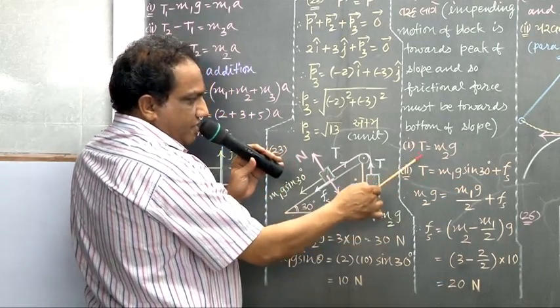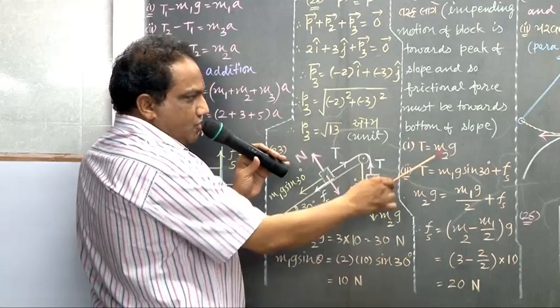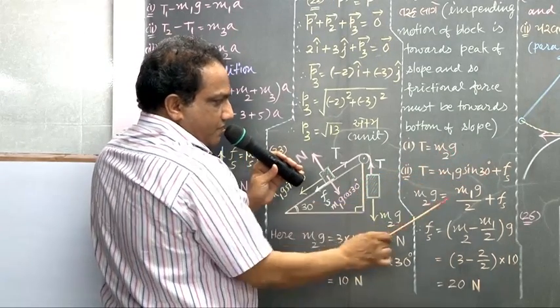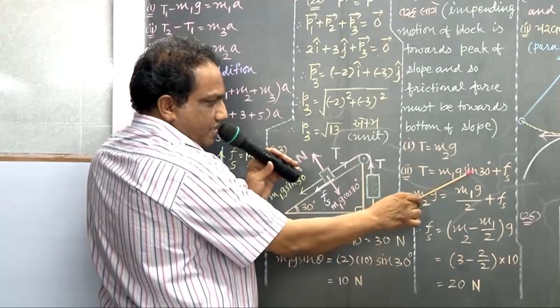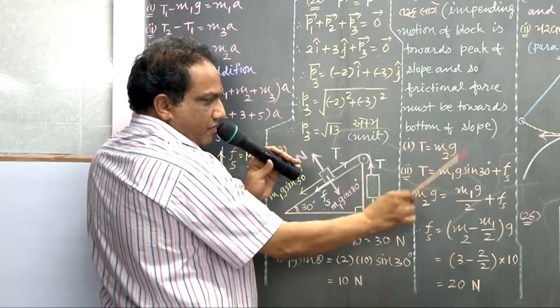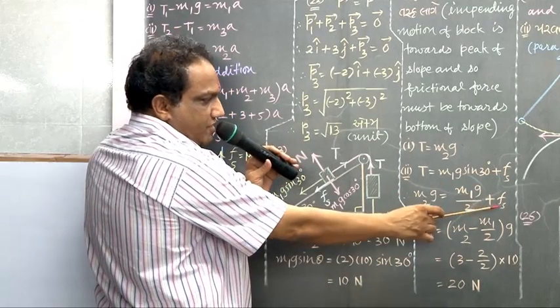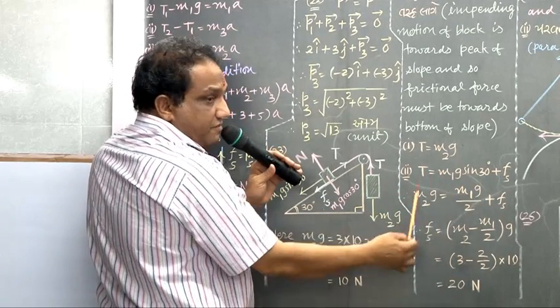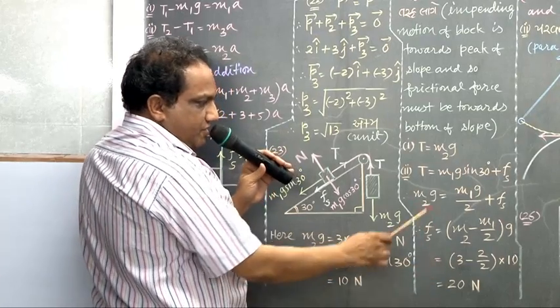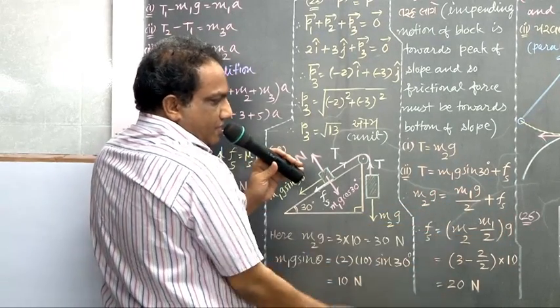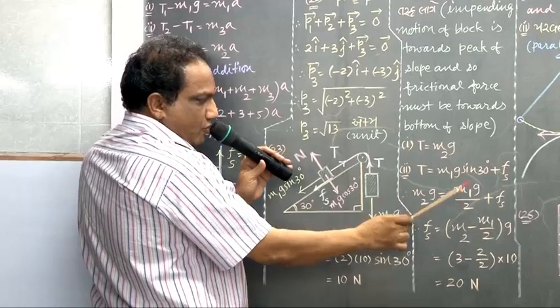Left hand sides are equal, so right hand side must be equal. So m2g must be equal to m1g sin 30, and sin 30 is 1 by 2, so m1g into 1 by 2, that is m1g by 2, plus Fs. We require this static frictional force. Transfer this part here, it will become minus. G is taken common, inside the bracket M2 minus M1 upon 2.